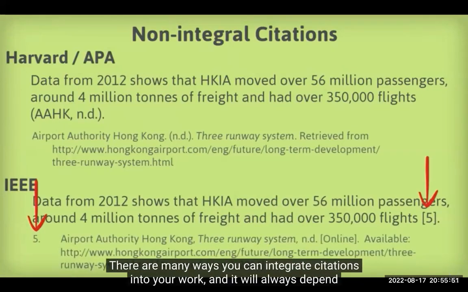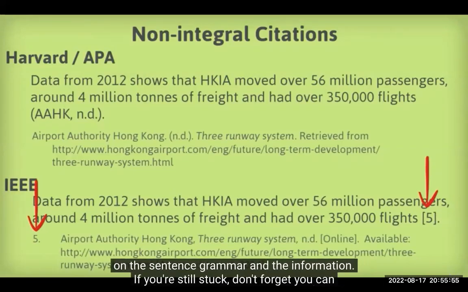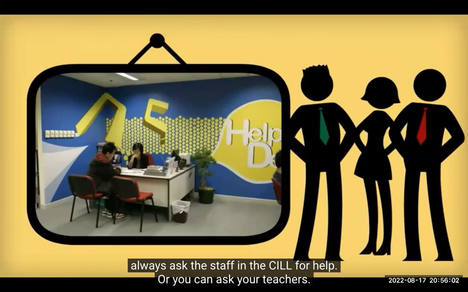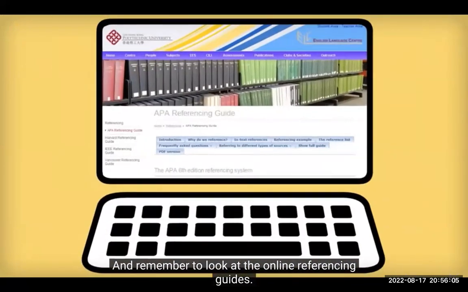There are many ways you can integrate citations into your work, and it will always depend on the sentence grammar and the information. If you're still stuck, don't forget you can always ask the staff in the SIL for help. Or you can ask your teachers. And remember to look at the online referencing guides.